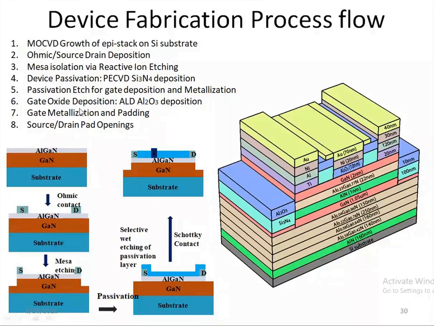And then we went for the gate oxide deposition. So we etched here for gate oxide deposition. We deposited 10 nanometer Al2O3, and then we deposited the nickel gold stack for the gate layer, and finally we opened the pads for the titanium aluminum nickel gold source and drain stack.